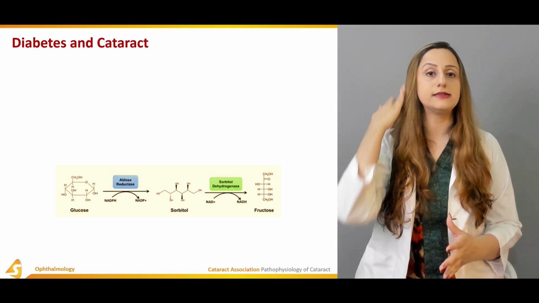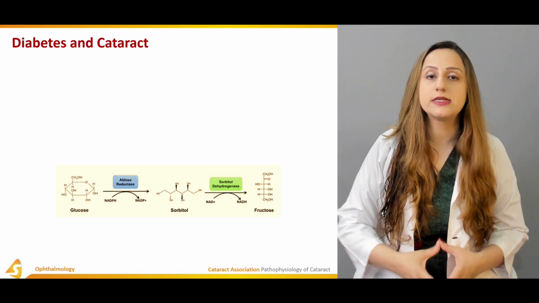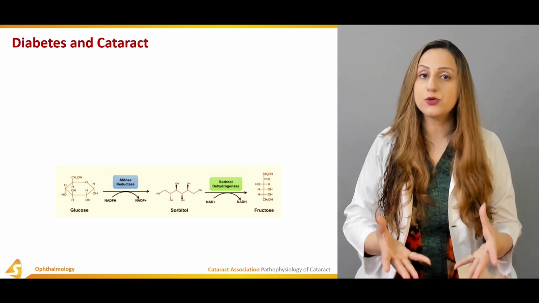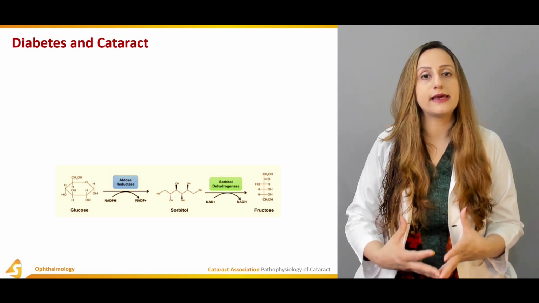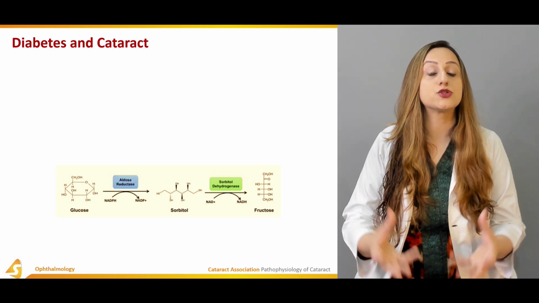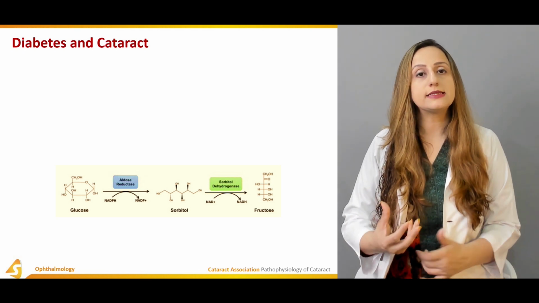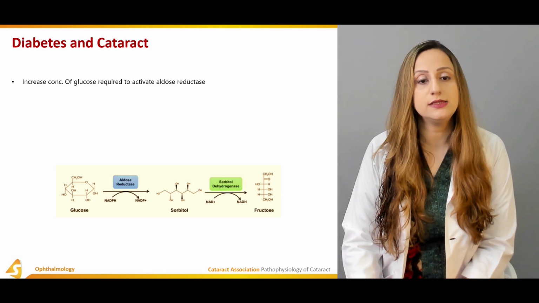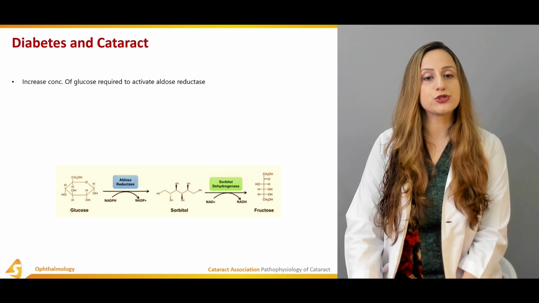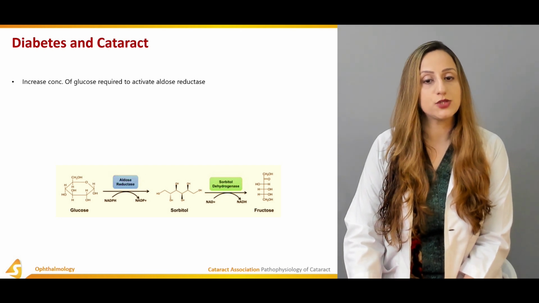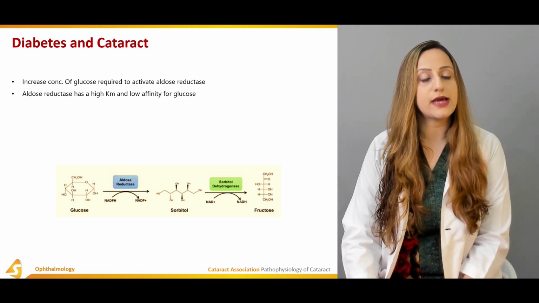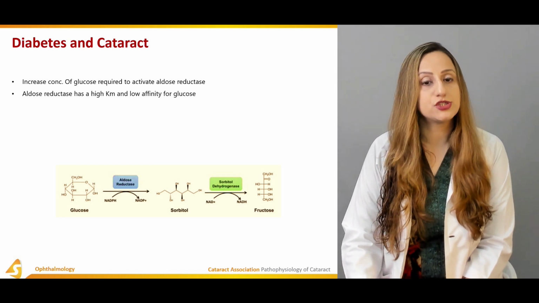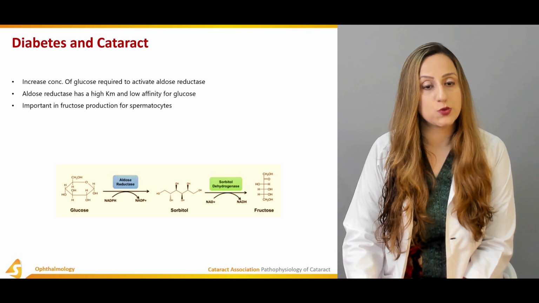We've already studied this polyol pathway and how glucose is converted into sorbitol, and how the sorbitol is then accumulated inside the lens, and after it is accumulated inside the lens, it's again going to cause that influx of water due to the osmotic channels. The increased concentration of glucose is required to activate the aldose reductase, and the aldose reductase has a high kinetic molecular energy and low affinity for glucose as well.